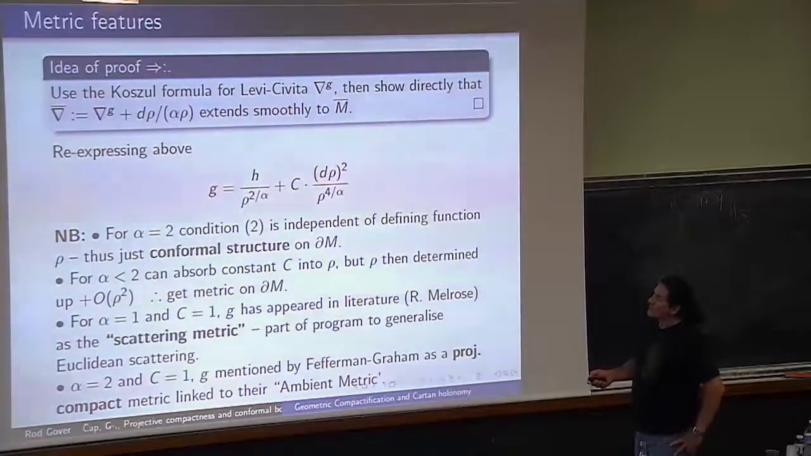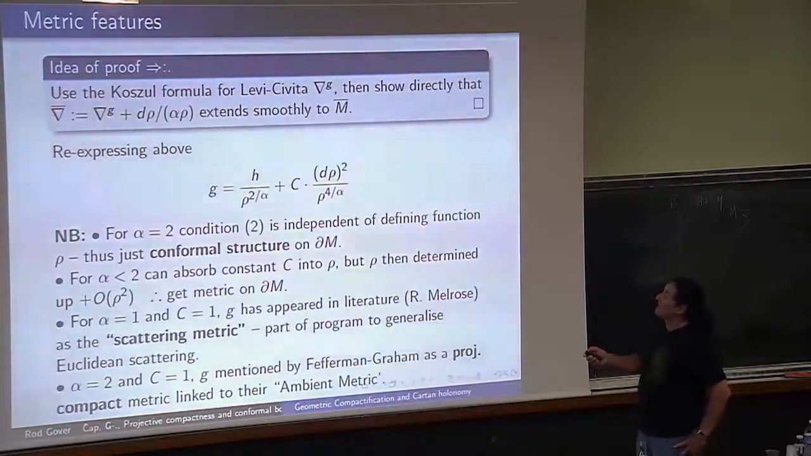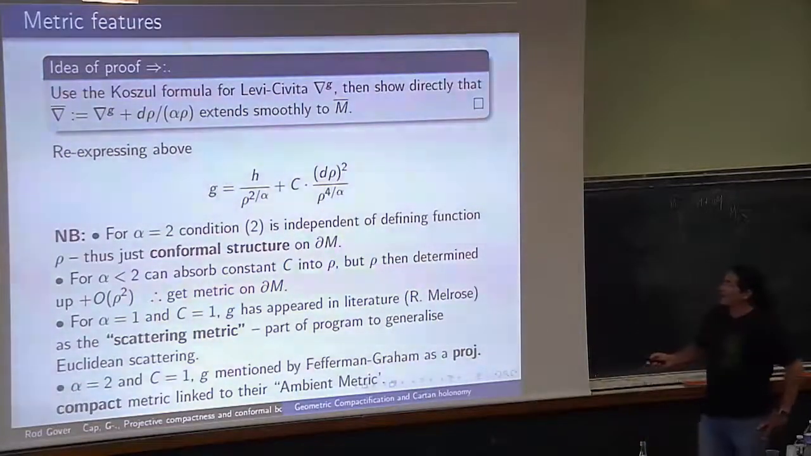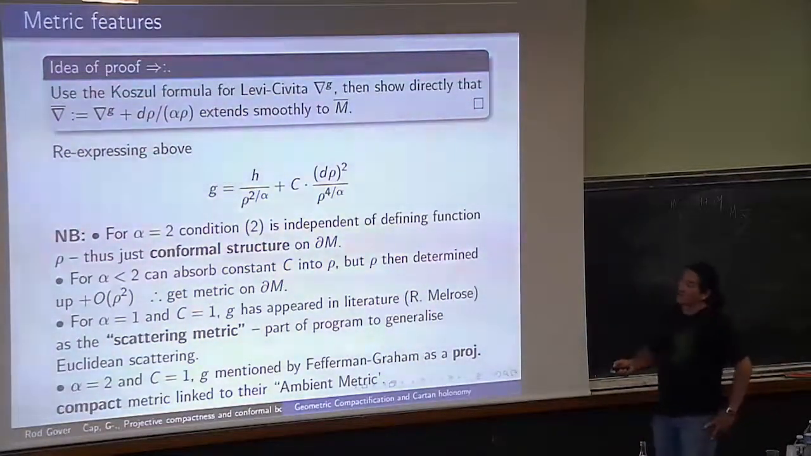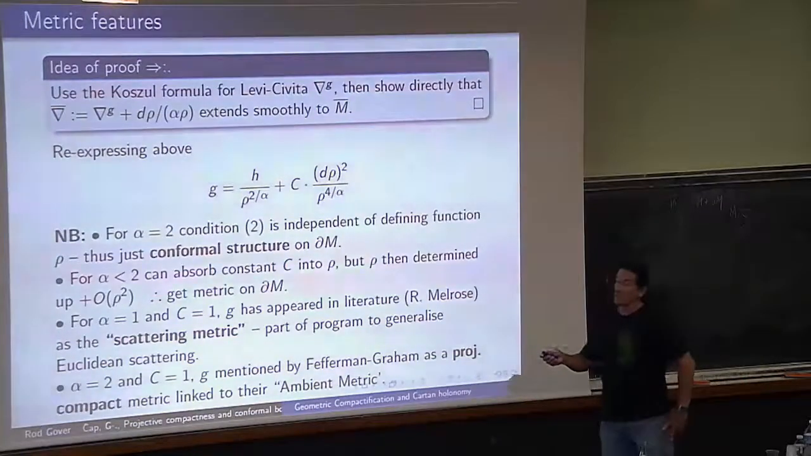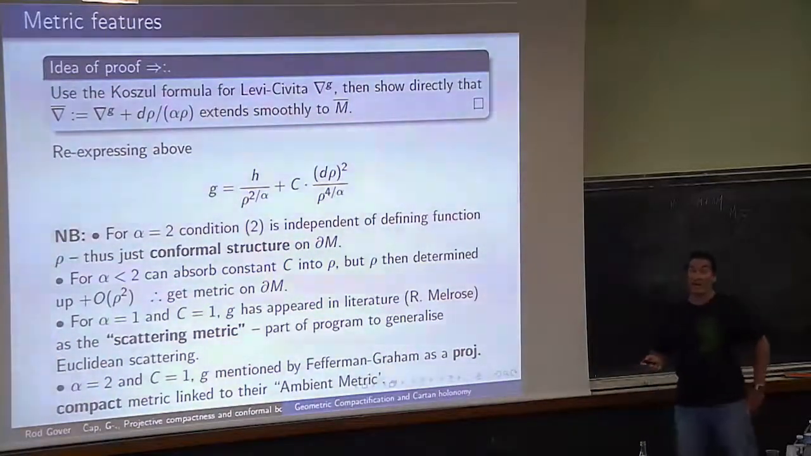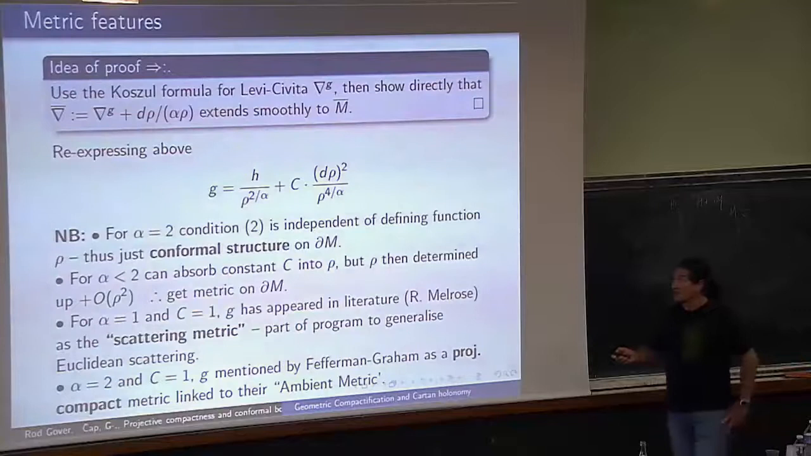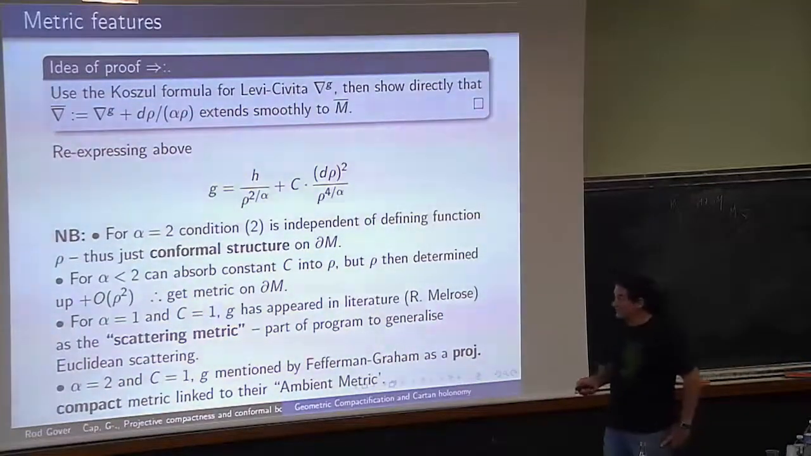When alpha is not 2, and we're looking in the range 0 to 2, so that means less than 2, you can absorb this constant into the meaning of rho, but then actually the defining function is determined up to order rho squared. And so things are much more rigid. You actually get a metric on the boundary. So you don't get a conformal boundary. You get a metric on the boundary.